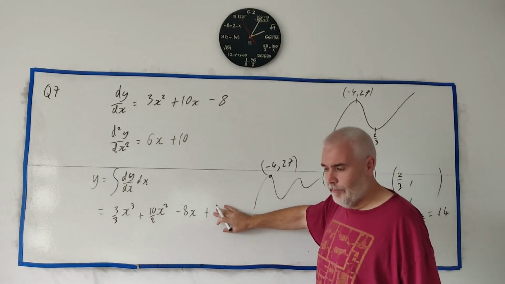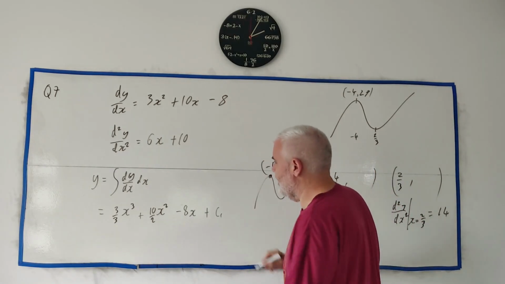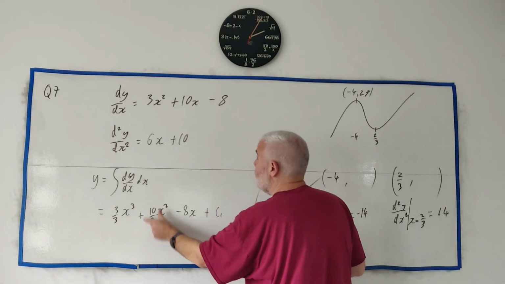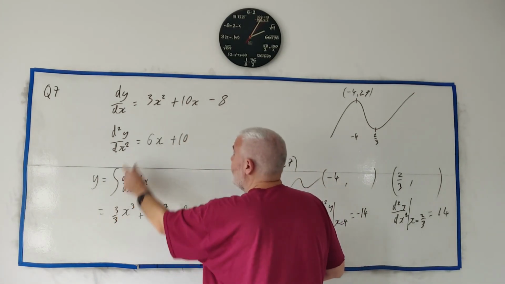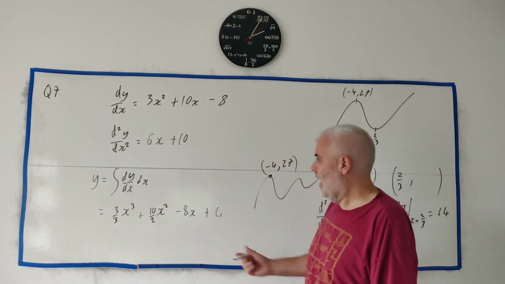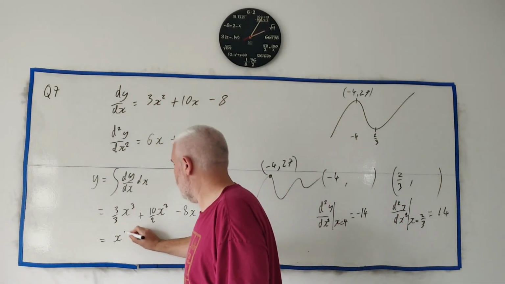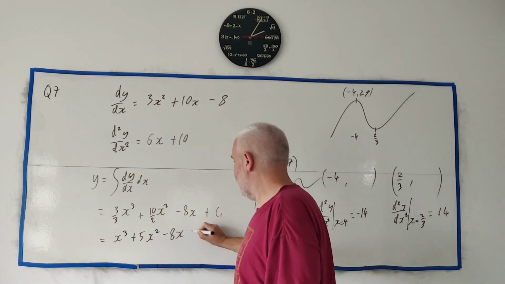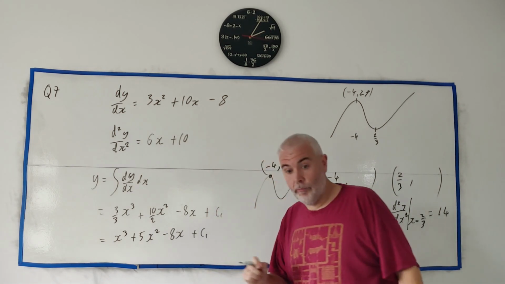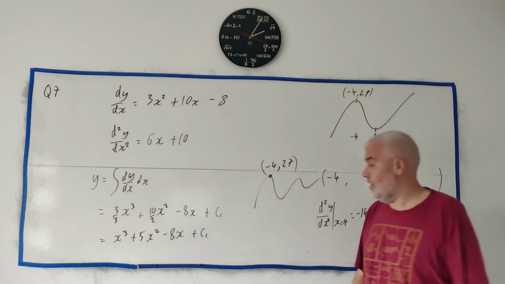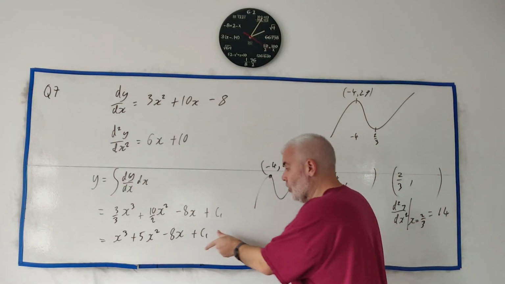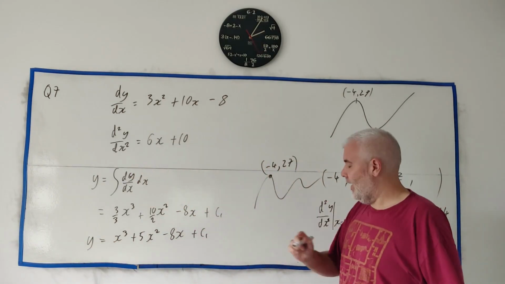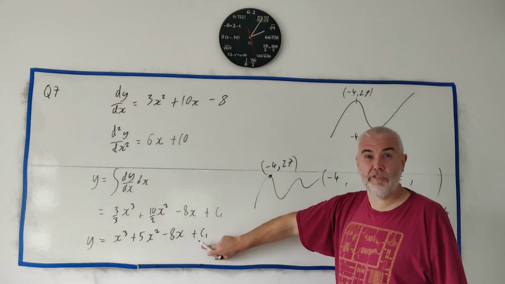We add a constant in, because think if you differentiated this, this would disappear. This would become minus 8. This would become 10x. This would become 3x squared. And let me clean this up here. This is x cubed plus 5x squared minus 8x plus some constant. This is most of your answer. This is the equation of this curve. This y equals. This is what they're looking for, except they would like to know what number goes here.